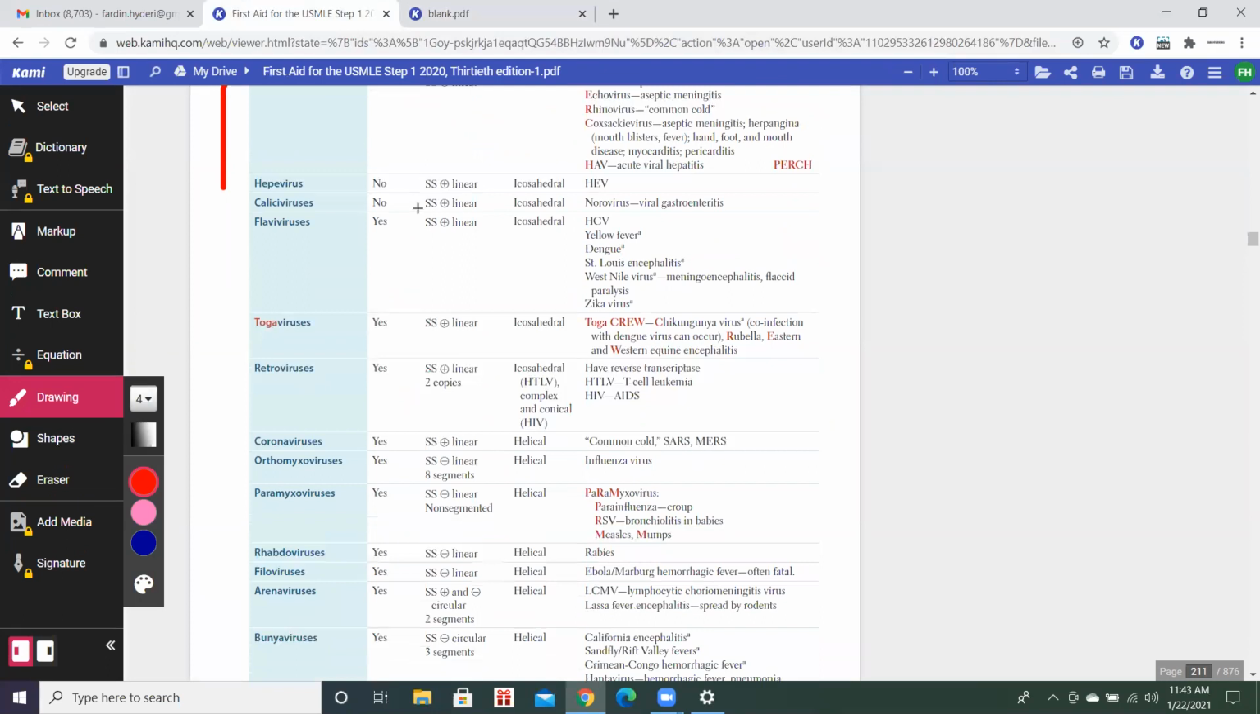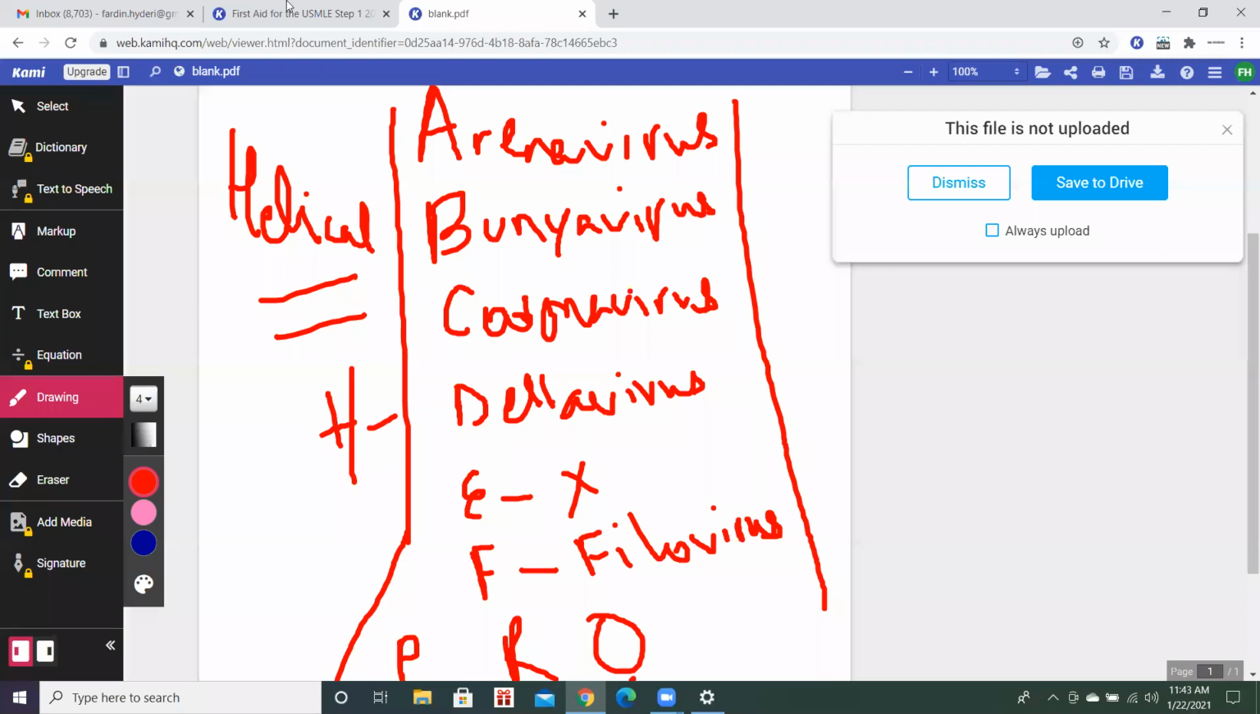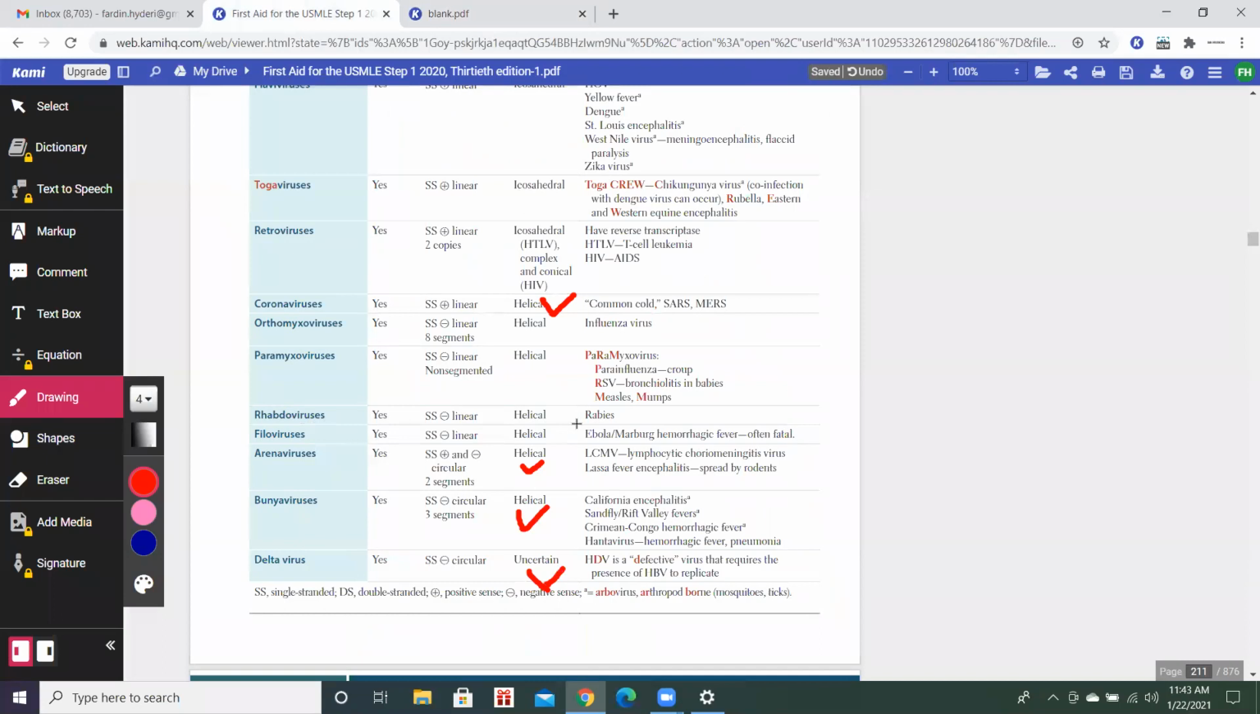Okay. Arenavirus, helical. Bunyavirus, helical. Coronavirus, helical. Delta virus, uncertain. Okay, so delta virus could be helical or not helical. It's uncertain. E is for nothing, F is for phylo, helical, paramyxo, helical, orthomyxo, helical, and rhabdo is helical. So I have given the right information.